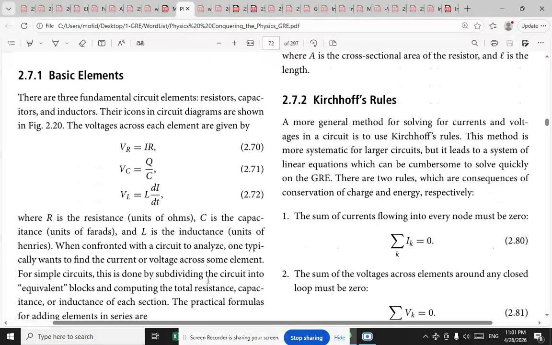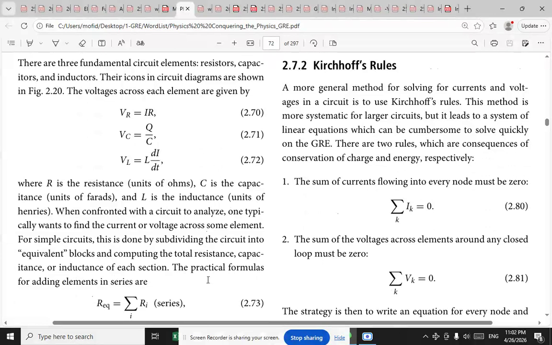in units of henries. When confronted with a circuit, one typically wants to find the current or voltage across some element. For simple circuits, this is done by subdividing the circuit into equivalent blocks and computing the total resistance, capacitance, or inductance of each section.